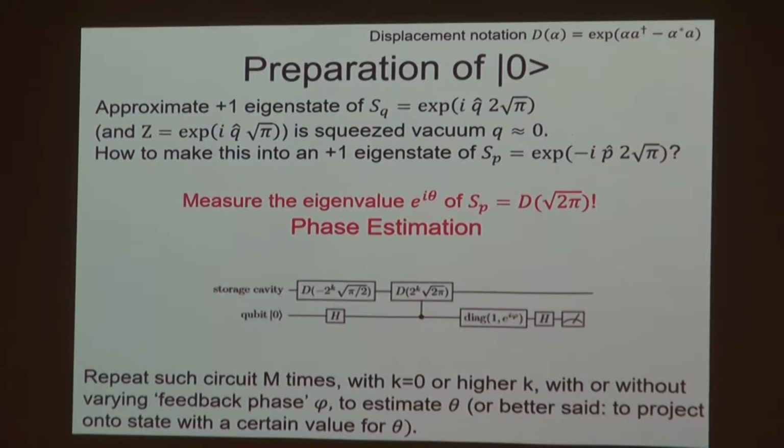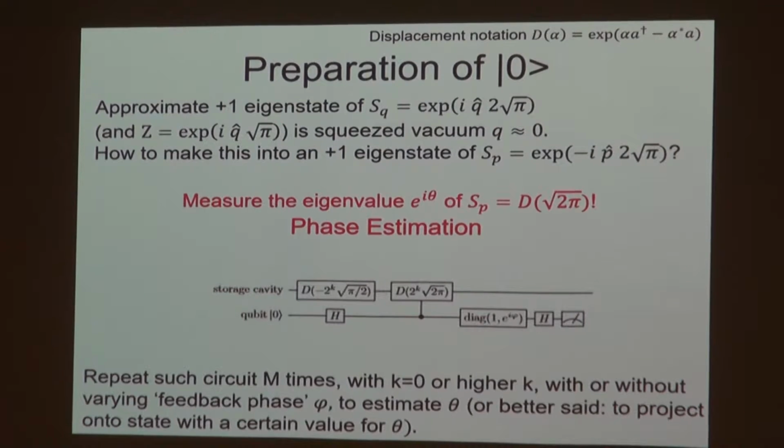So what do I have to do? Well, how do I project something onto an eigenstate of a unitary operator? I have to measure the eigenvalue of the operator. It's some unitary operator, it's e to the i theta. And if I know it's e to the i theta, I can either do a displacement such that theta is 0, so I'm in a +1 eigenstate, or I can just say, okay, I work with an eigenstate for which the eigenvalue here is e to the i theta. That's also okay. So I have to do something which we know very well. It's called phase estimation of a unitary operator.